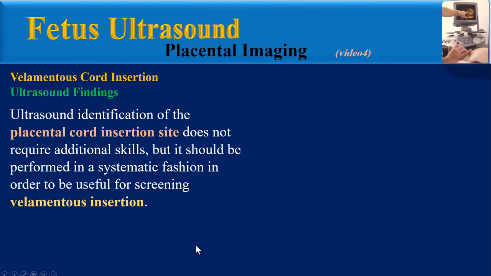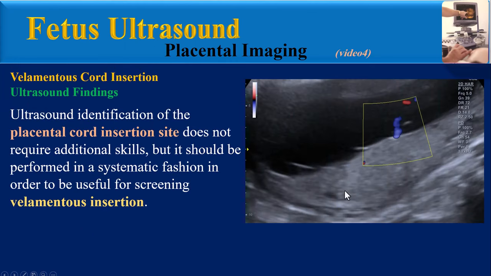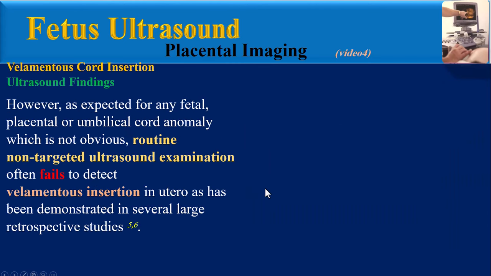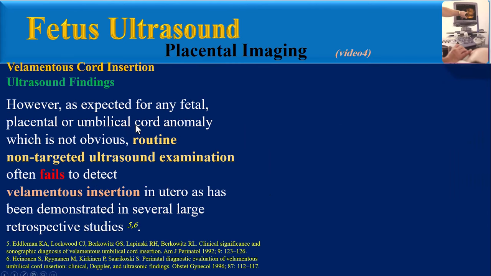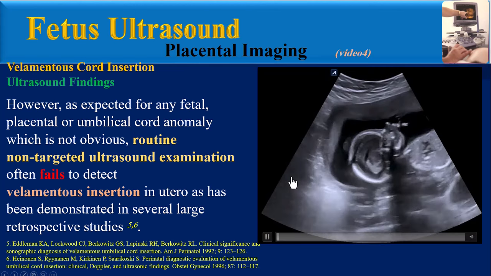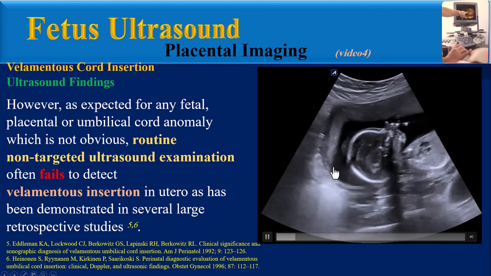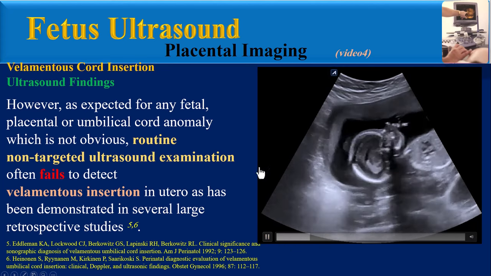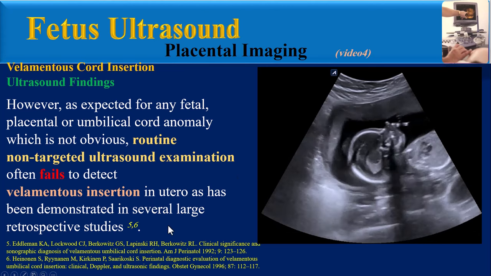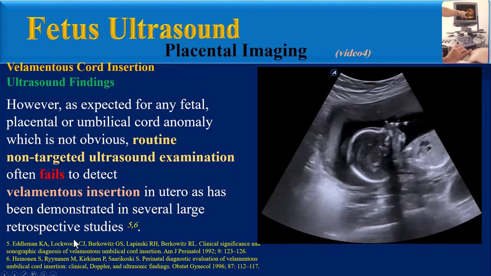Ultrasound findings. Ultrasound identification of the placental cord insertion site does not require additional skills, but it should be performed in a systematic fashion in order to be useful for screening velamentous insertion. However, as expected for any fetal, placental, or umbilical cord anomaly which is not obvious, routine non-targeted ultrasound examination often fails to detect velamentous insertion in utero, as has been demonstrated in several large retrospective studies.